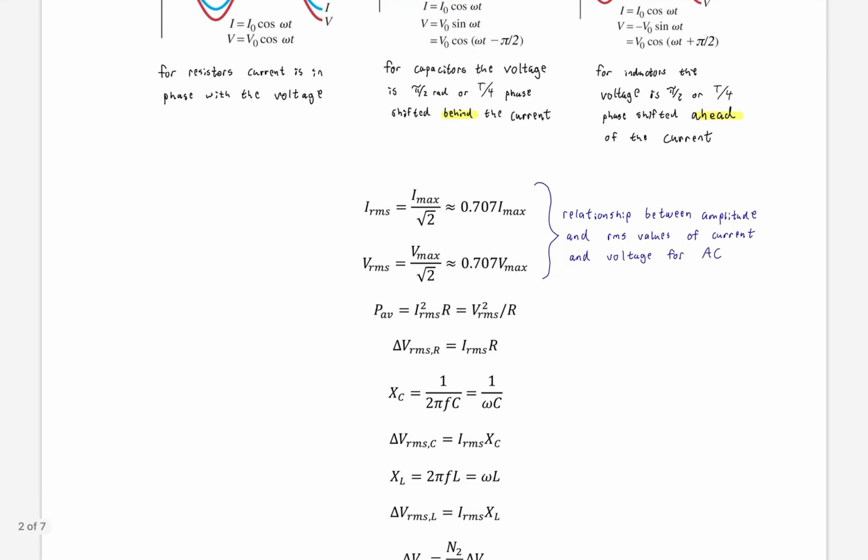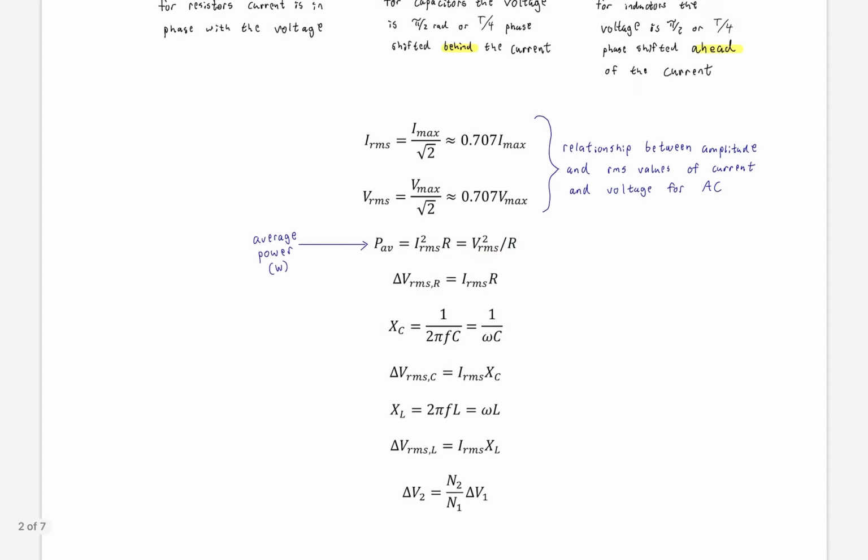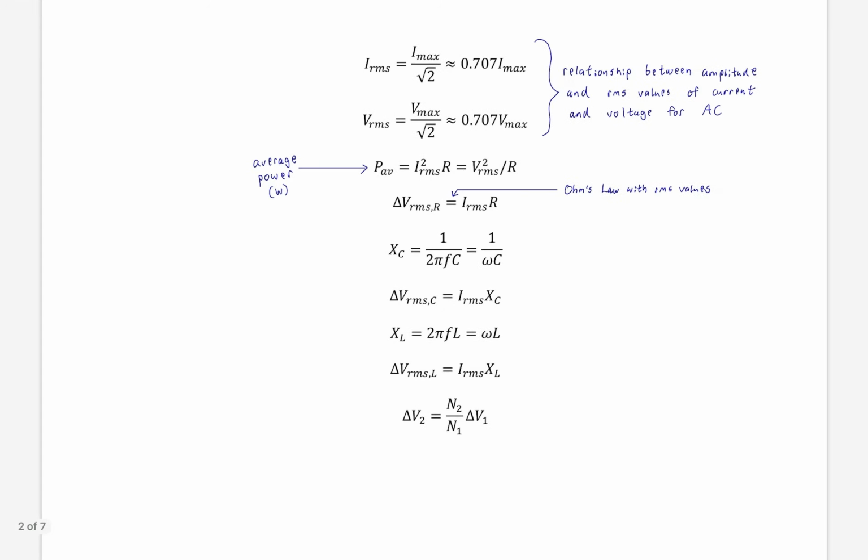Now moving on to expressing power with these values of root mean square current and root mean square voltage. The average power, measured in watts, is just the same power law, I squared R or V squared over R. It could also be I times V, but it's always going to be with the RMS values, or at least that's one way of expressing it. We can also express Ohm's law in terms of these root mean square values. It's just good to know these all work.